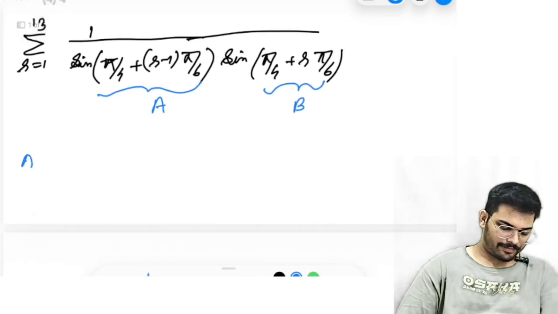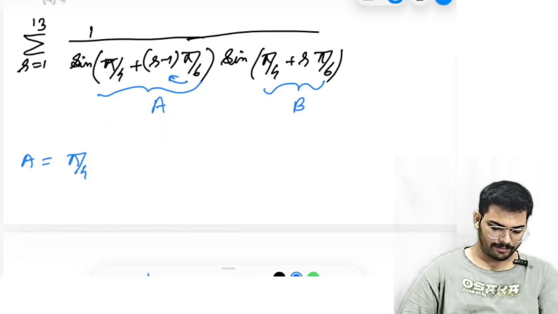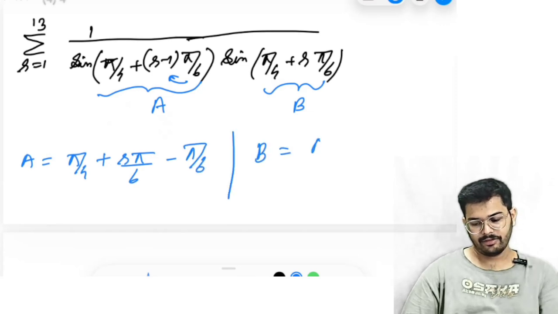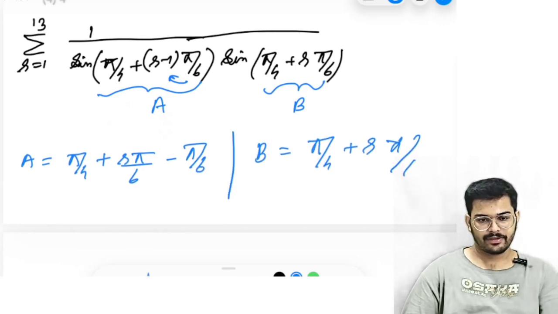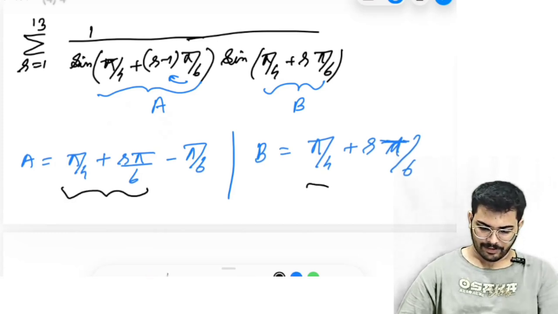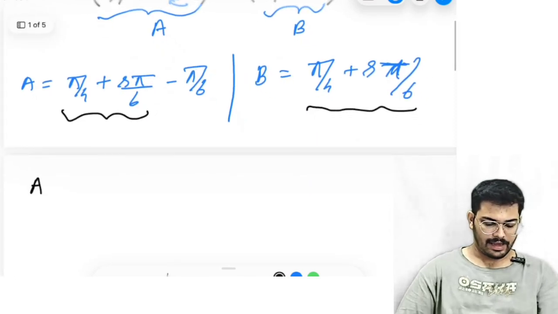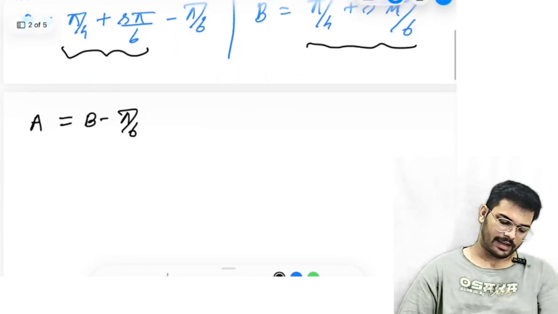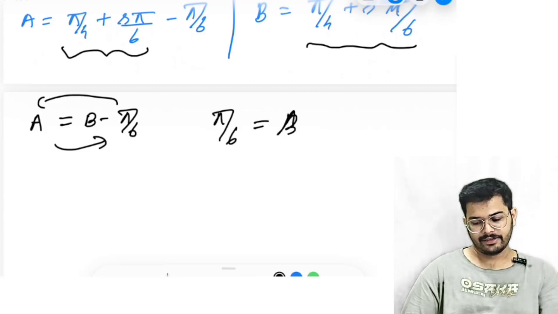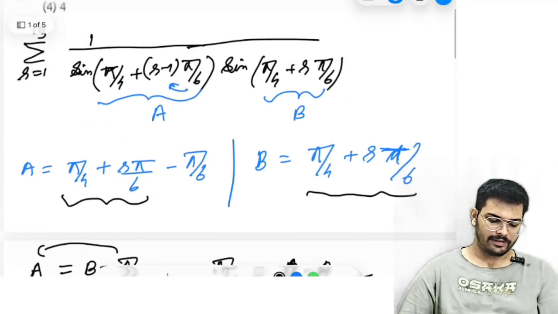Now what is the value of a? A is equal to pi by 4 plus r pi by 6 minus pi by 6, and b will be equal to pi by 4 plus r pi by 6. We can clearly observe that this particular value, pi by 4 plus r pi by 6, is equal to b. So a equals b minus pi by 6. If you bring this value here, you will get pi by 6 equal to b minus a. So this is the relation between these two angles.